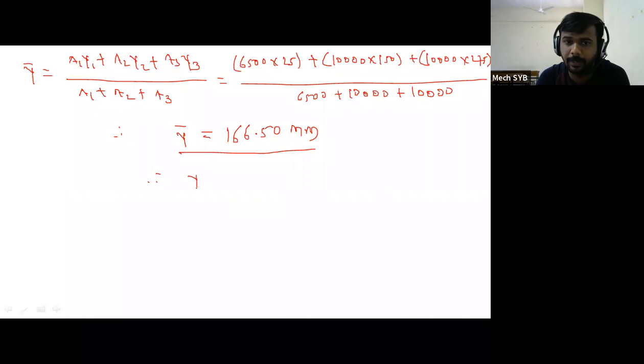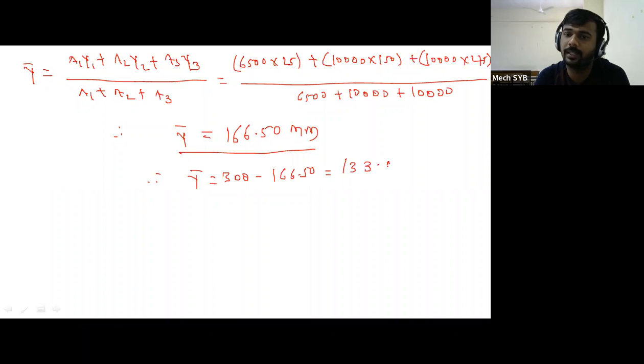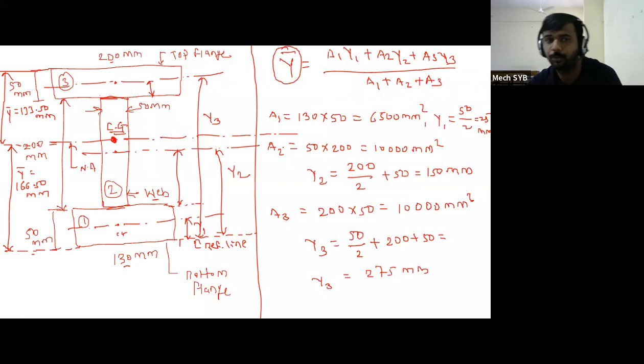Therefore, remaining y bar is equal to 300 minus 166.50, which is equal to 133.50 mm. Okay. So this y bar we have calculated. Which one? First one, 166.50. It represents position of neutral axis.